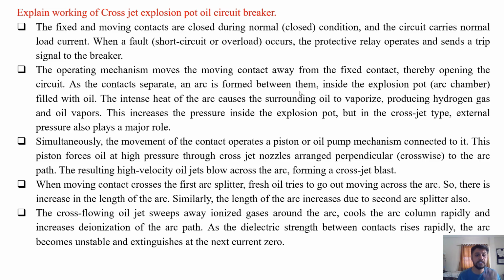When the moving contact crosses the first arc splitter, fresh oil tries to go inside, moving across the arc, so there is an increase in the length of the arc. Similarly, the length of the arc increases due to the second arc splitter also. The cross-flowing oil jet sweeps away ionized gases around the arc, cools the arc column rapidly, and increases the dielectric strength of the medium, that is deionization of the arc path. As the dielectric strength between the contacts rapidly increases, the arc becomes unstable and extinguishes at the next current zero interval. So this is how the cross-jet explosion pot oil circuit breaker works.